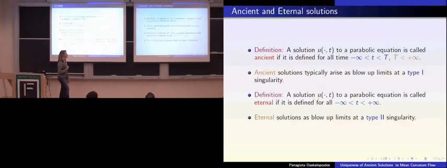So let me just remind you, for those of you who were not here on Tuesday, what is the definition of an ancient solution? A solution to a parabolic equation is ancient if it's defined for all time from minus infinity up to capital T. And in the special case where capital T is plus infinity, then the solution is called eternal. So it has lived forever, and it will live forever.